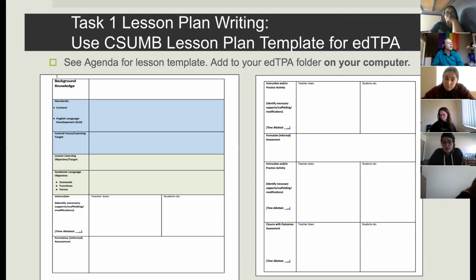Then, as you finish your lessons, you want to add that to your edTPA folder on your computer so that you know where those are, right? Because you're going to need to go back to them and put them all into a PDF document at some point for the upload and all that stuff. Any questions about the lesson?